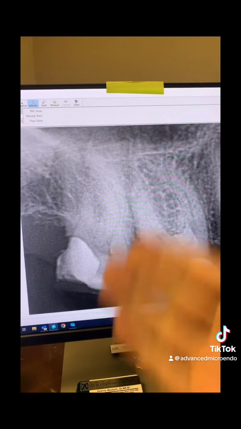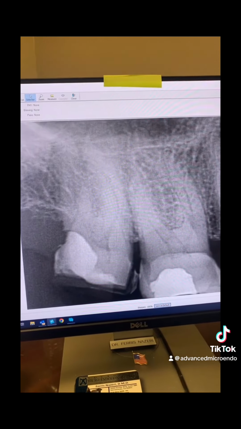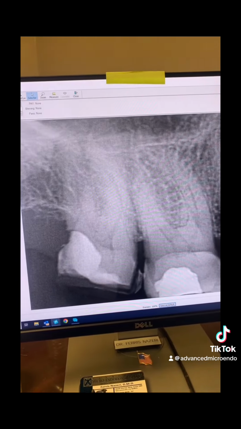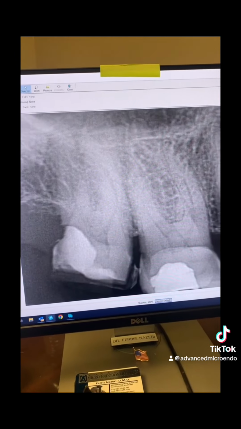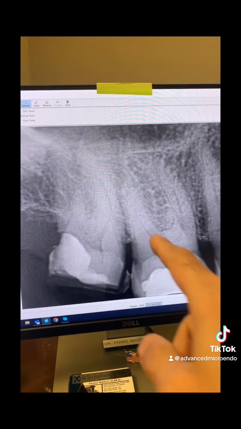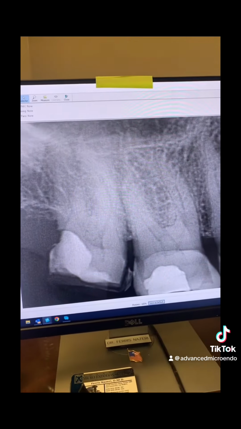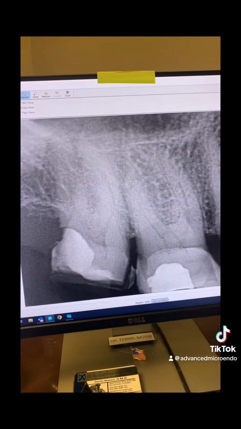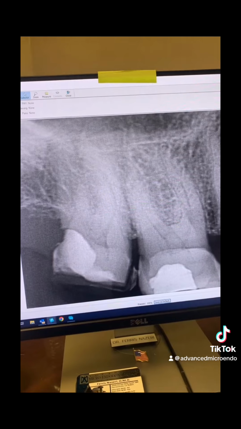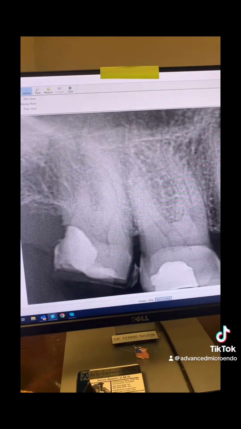So this would be considered irreversible pulpitis now, with acute apical periodontitis. So we went ahead and went over options for tooth number 2, upper right second molar. Either we can go ahead and do the root canal for you or extract, and the patient decided to go ahead with the root canal. So we scheduled him to come back for the root canal.